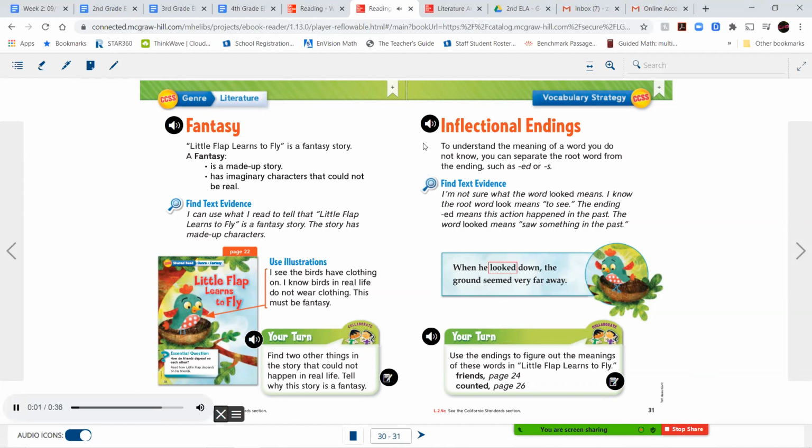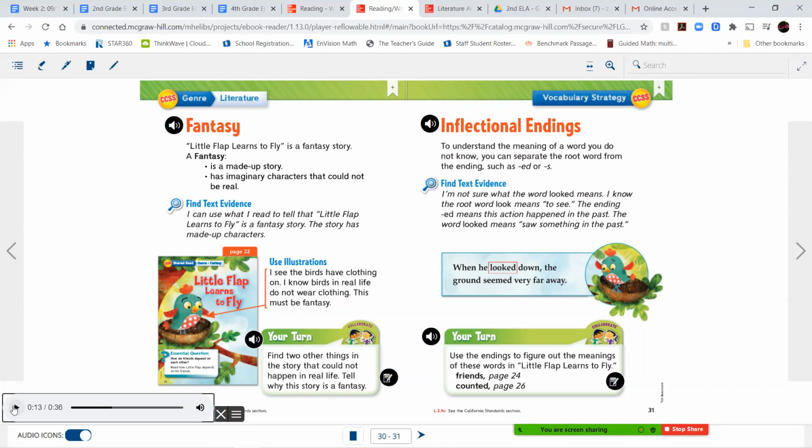Inflectional endings. To understand the meaning of a word you do not know, you can separate the root word from the ending, such as ed or s. So when we're working with inflectional endings, you have the regular word, the word all by itself in the smallest form, and a lot of times we'll have an ed or an s on the end of it. So instead of the word look, we have looked or looks. So you can take those off to help you figure out the meaning of the word.